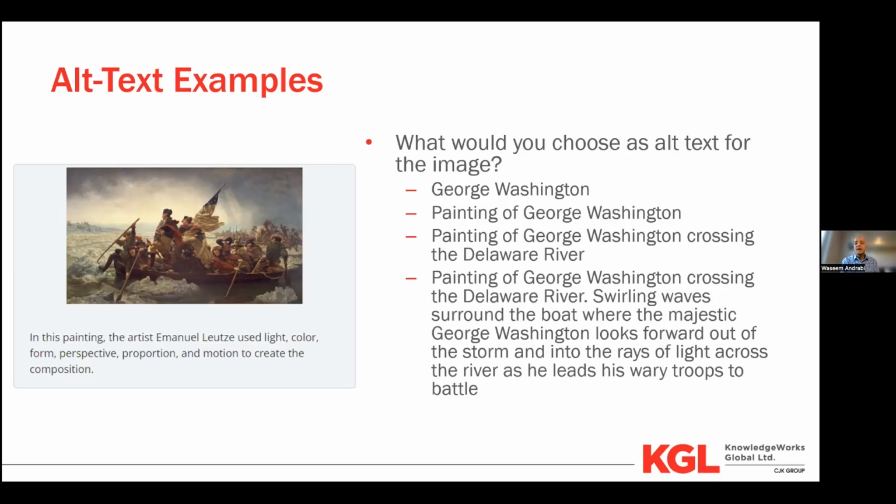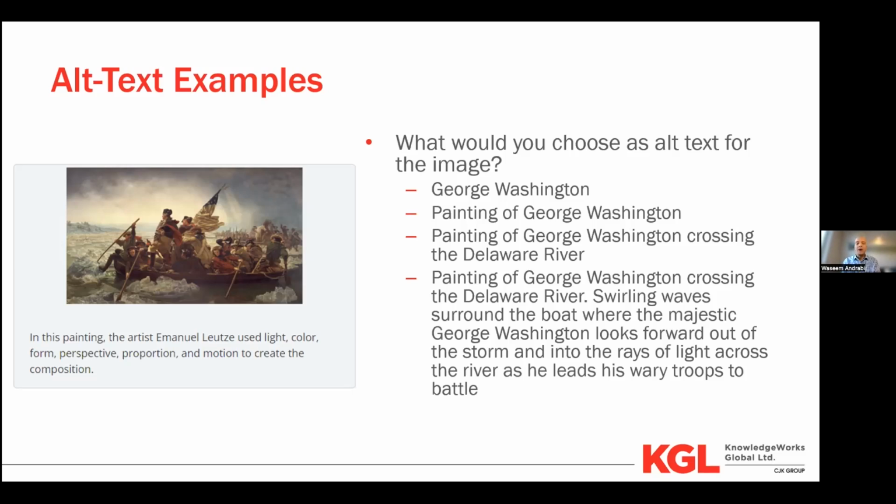So if we just said "George Washington," for example, that's probably inadequate. There is a lot more going on. If we say "painting of George Washington," that's better. In this case, it probably would be appropriate to describe the image as a painting as opposed to a photograph, because that's what was being talked about, right? We talked about how you don't have to describe what kind of image it is, but in this case, it probably is important because of the context it's bearing in. "Painting of George Washington crossing the Delaware River" provides more information that may be helpful for users.